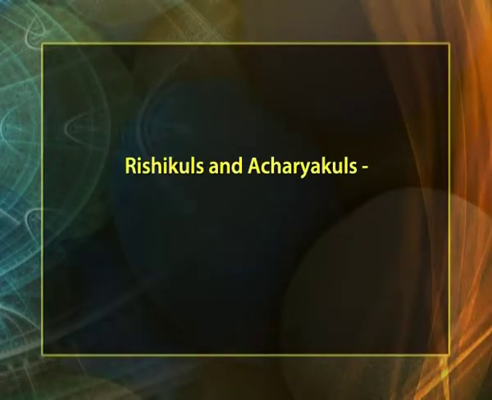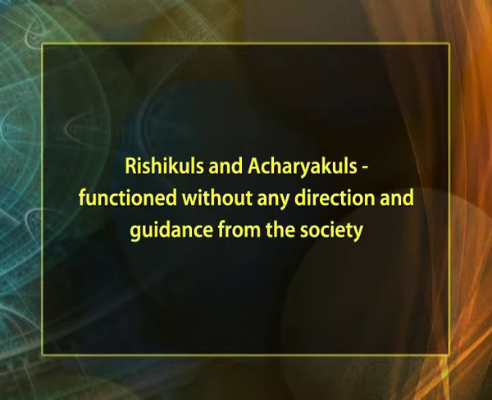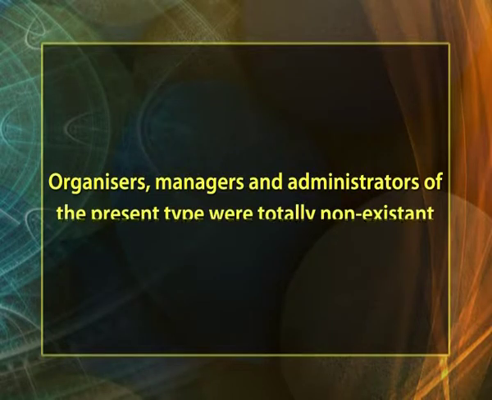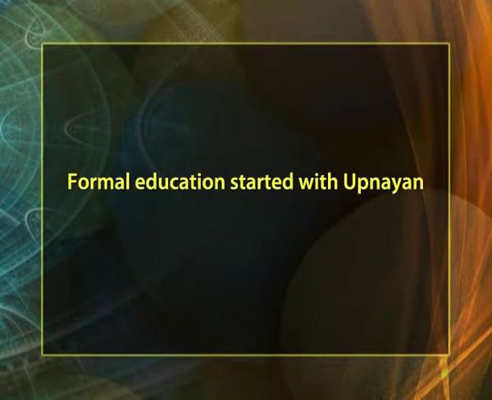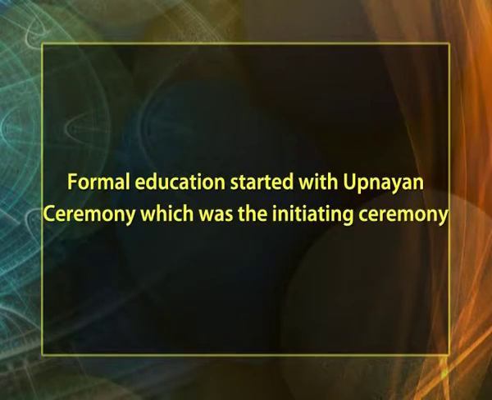The other two similar types of institutions were Rishikuls and Acharyakuls, which functioned without any direction and guidance from the society. Organizers, managers, and administrators of the present type were totally non-existent. Formal education started with the Upnayan ceremony, which was the initiating ceremony.